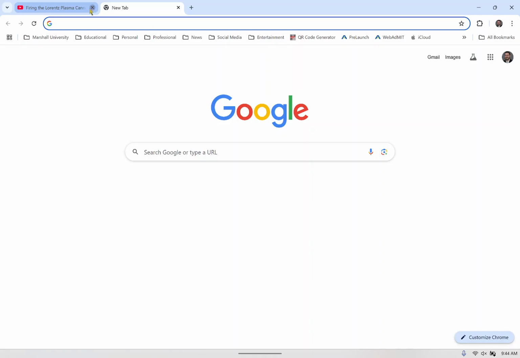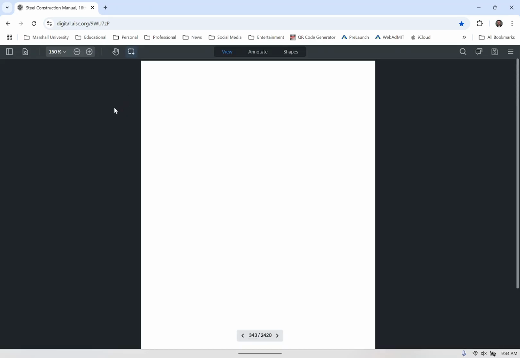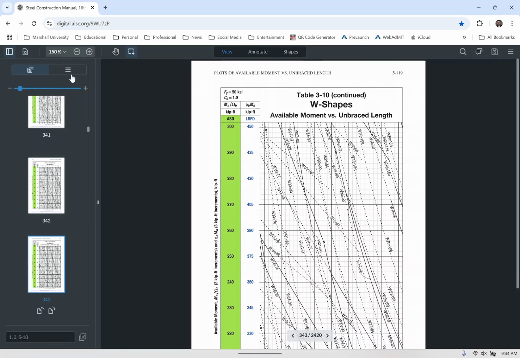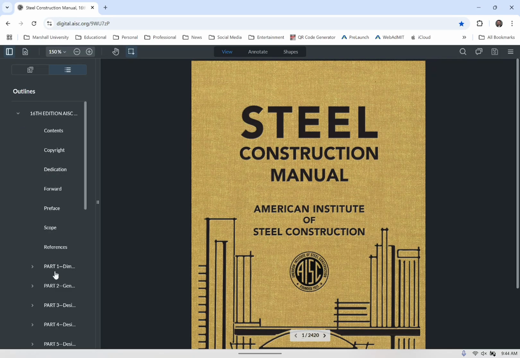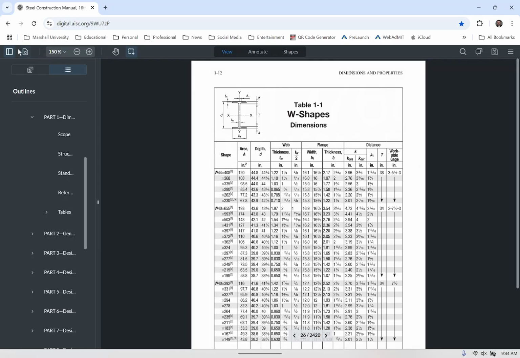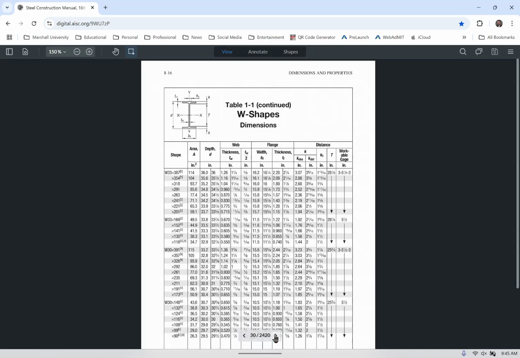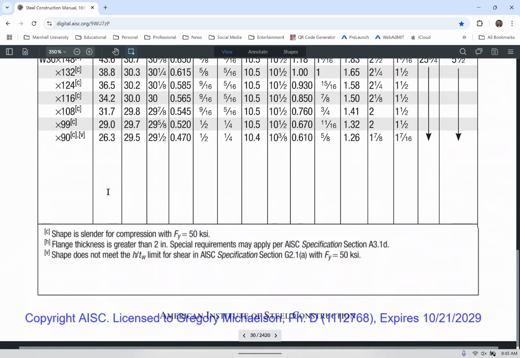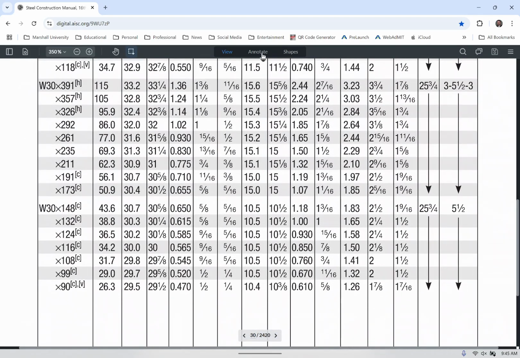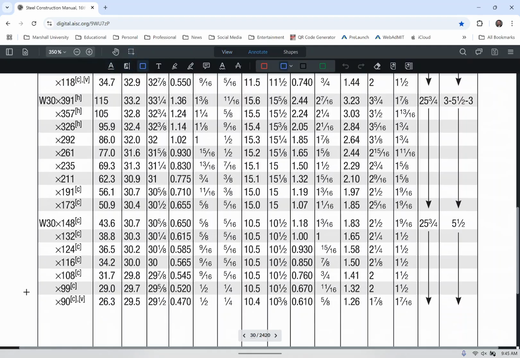Let's go back to the manual. I want to show you something. Here are the W shapes. W30 by 90. Let's take a look at something. So here's the W30 by 90. What are we talking about? Shear. You may notice this.